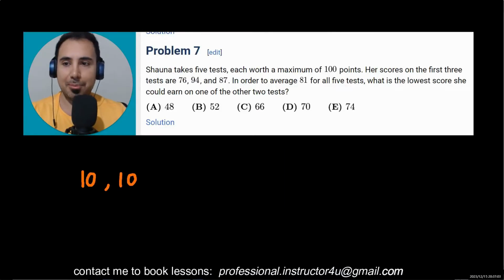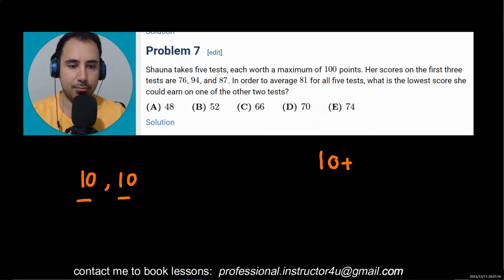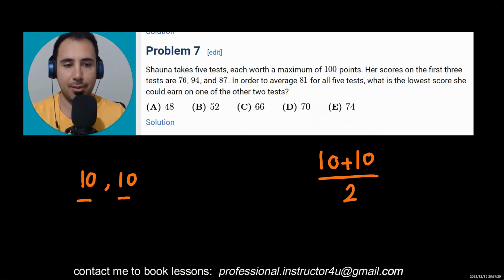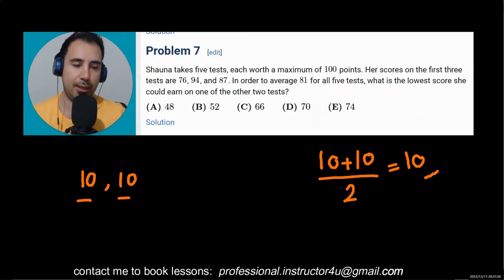Before we do problem 7, let me ask a simple question. What is the average of 10 and 10? So how do we do averages? We add them together, 10 plus 10. It's going to be 20. And we divide it by 2. Obviously, the answer is 10. So this is the average of the two numbers. We want to keep this average.